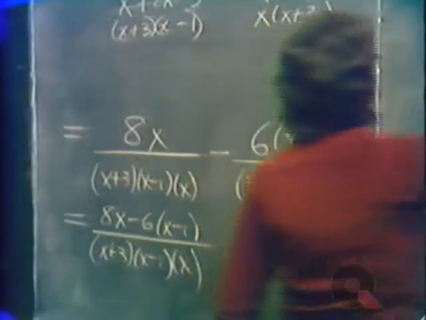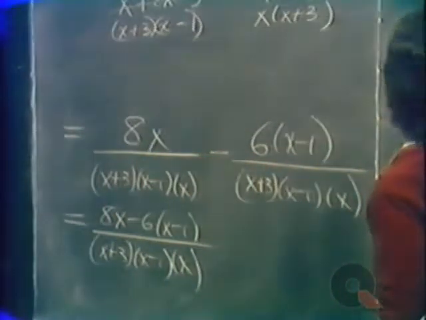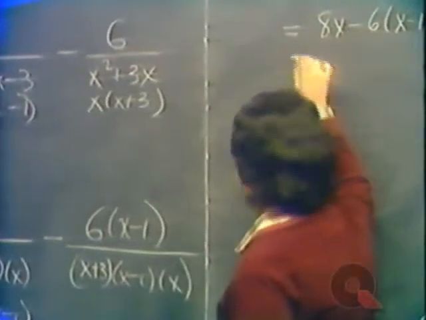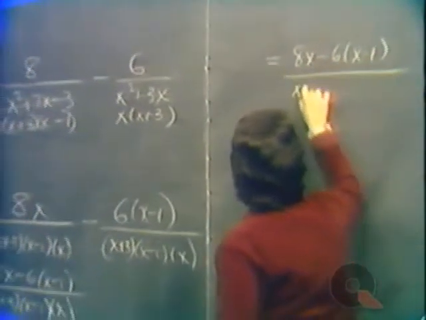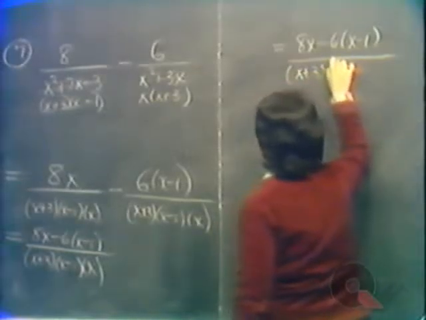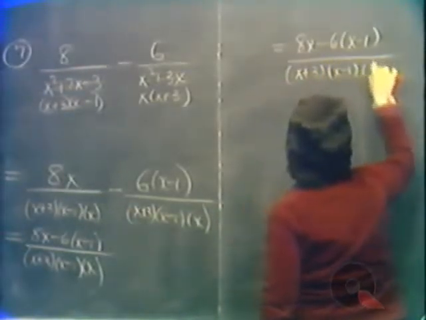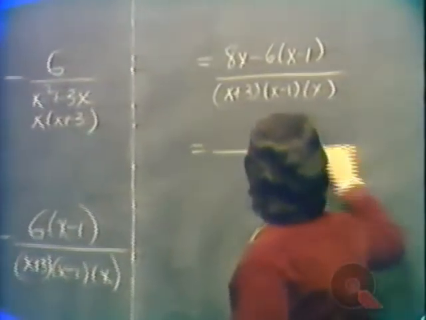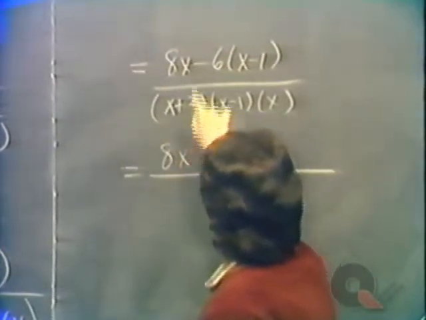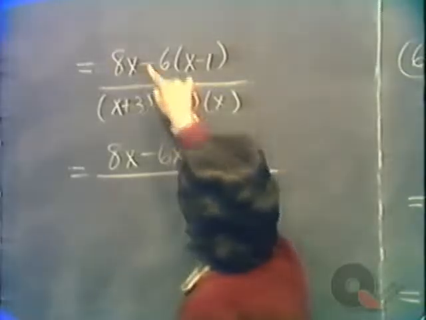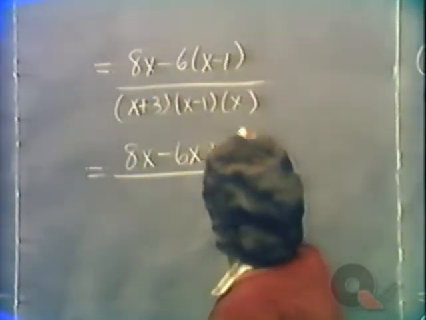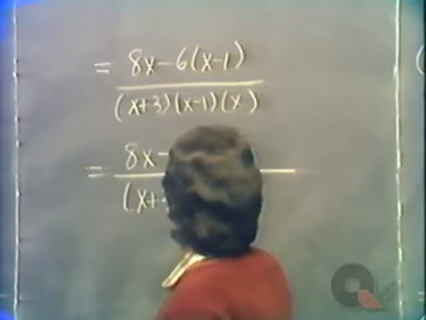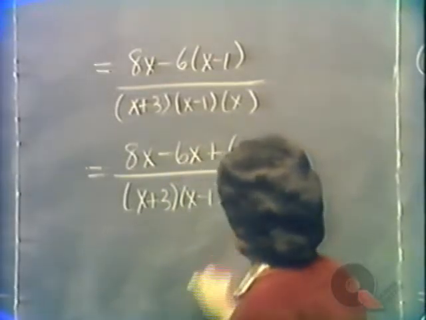Okay, let me just rewrite that over here. We'll see where we are. We have 8x minus 6 times x minus 1, over x plus 3, x minus 1 times x. Now we will distribute the minus 6 through the parentheses. 8x minus 6x, minus 6 times minus 1 is plus 6, over x plus 3, x minus 1 times x.